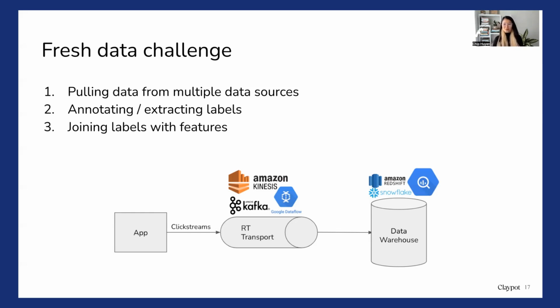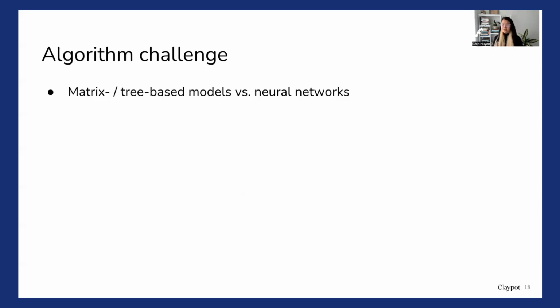So that is when solutions like Snorkel come in really handy, because Snorkel allows us to generate labels on new data very fast. And then of course we have to join these labels with features of the new model, if we have new features, so that we can generate new training data. So another challenge is the algorithm challenge.